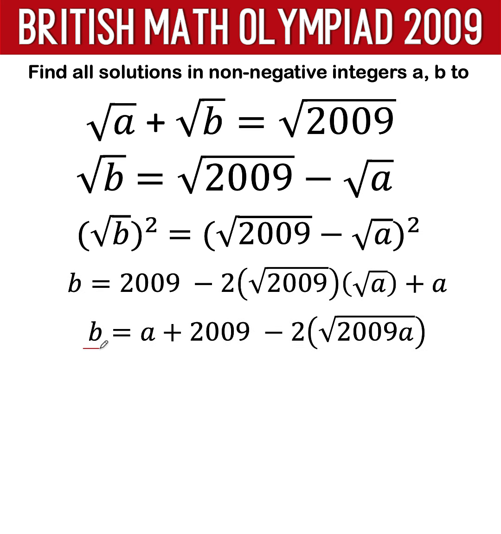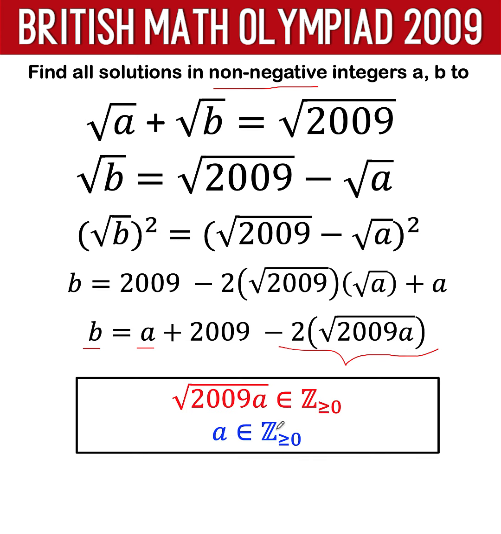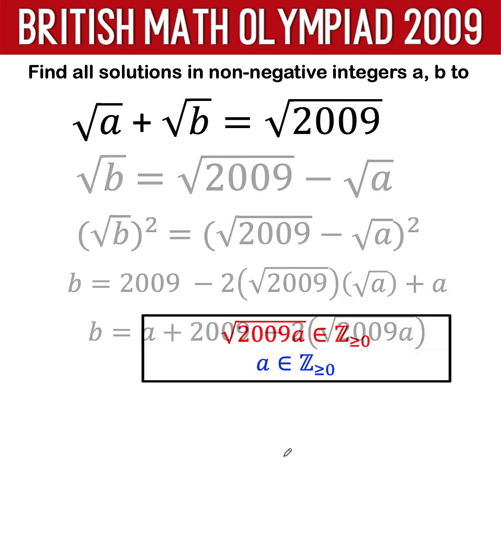We know that b is given to be a non-negative integer. A also is a non-negative integer. Now, in order for the right side to be equal to a non-negative integer, this part here must also be an integer. And since 2 is already an integer, then the square root of 2009 times a must be an integer, specifically a non-negative integer. Because we know that a is non-negative and 2009 is positive, this square root of 2009a must be a non-negative integer. Let's remember this condition.